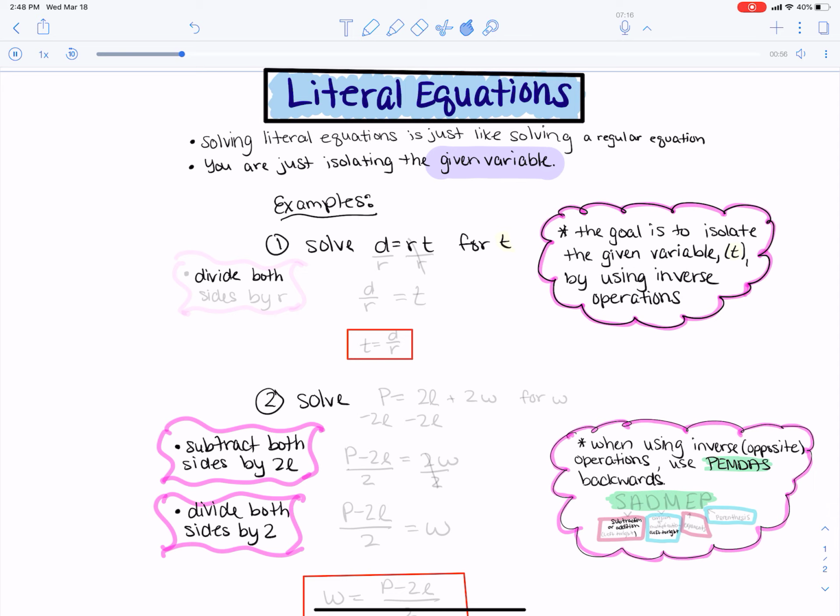All right, so our goal is to isolate the given variable. Now, our given variable is what it's asking us to solve. So the given variable in this problem is t. So we're solving for t. That's my given variable. And we're going to do that by using inverse operations. Now remember, an inverse operation is the opposite operation. So for example, the opposite of multiplication is division, and vice versa. The opposite of division is multiplication. Then the opposite of addition is subtraction, and the opposite of subtraction is addition.